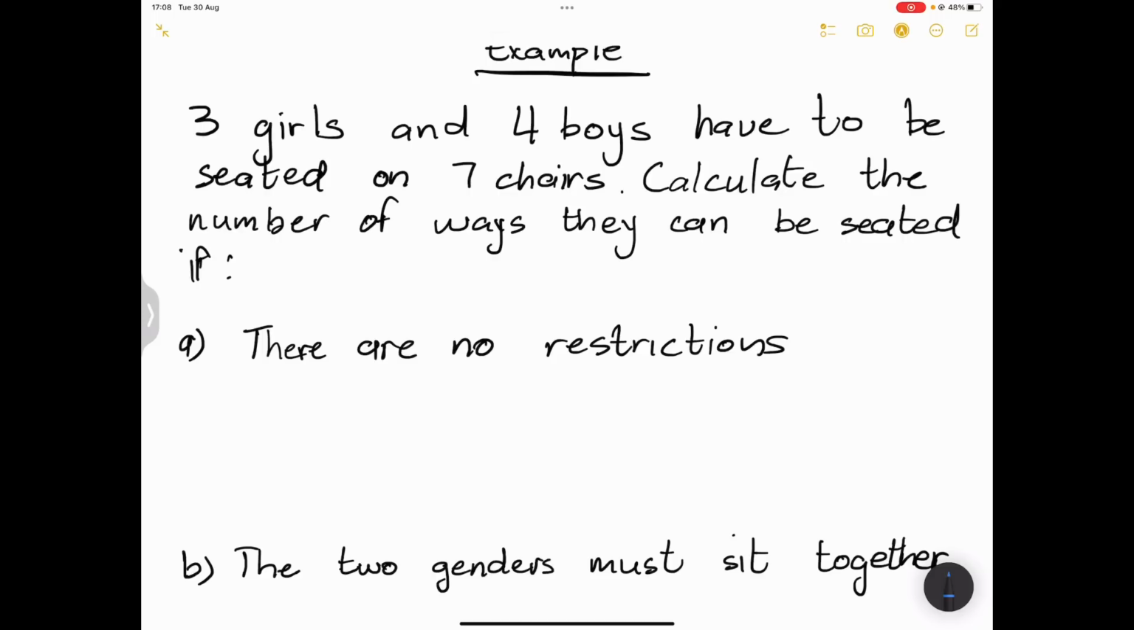So remember, if there are no restrictions, in this case, all we're going to say is, well, it's the number of girls plus the number of boys. So this is going to be 3 + 4 factorial. So it's simply going to be 7 factorial, and that would be equal to 5040. Ooh, that's a huge number.